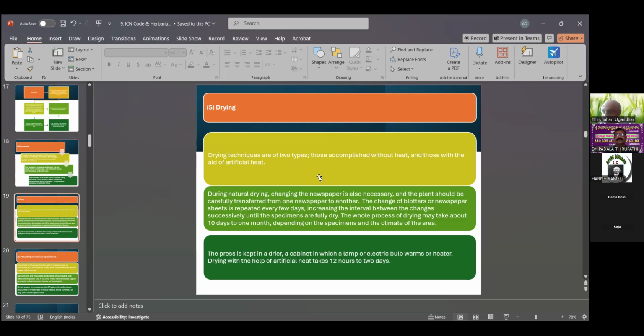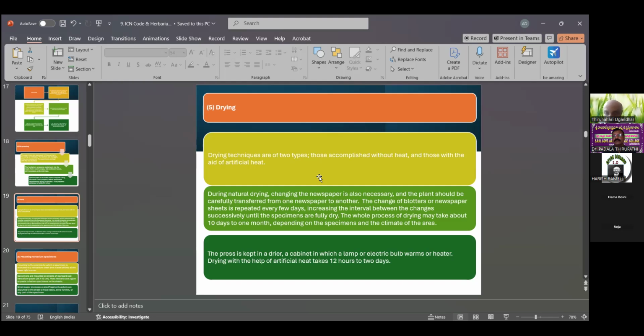We can transfer from the old newspaper to new newspaper, so the blotters or newspapers are changed. The sheets are changed every few days, then the intervals between changes are increased until the specimens are fully dry. These fully dry specimens, the successful parts of the twig, can then be mounted on the new herbarium sheet to prepare it.